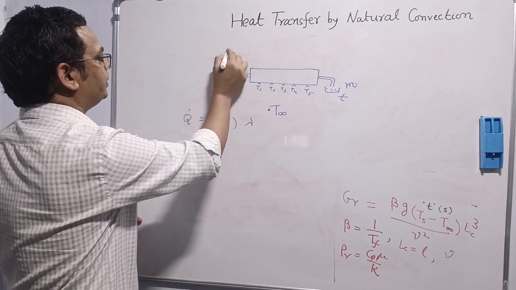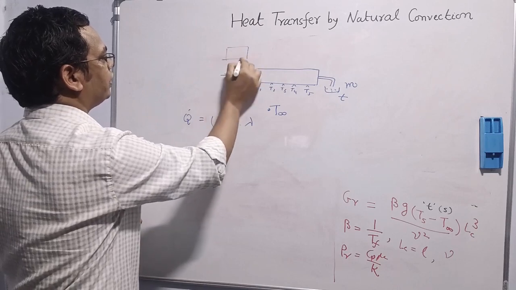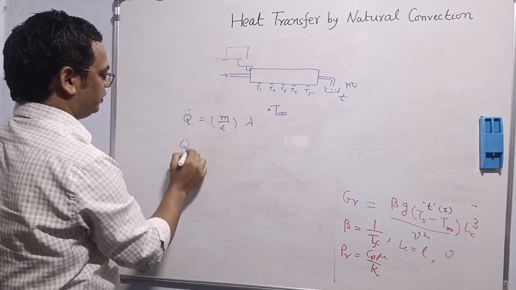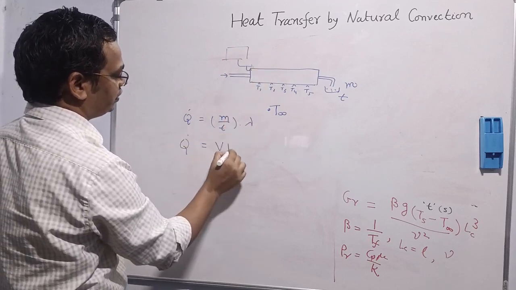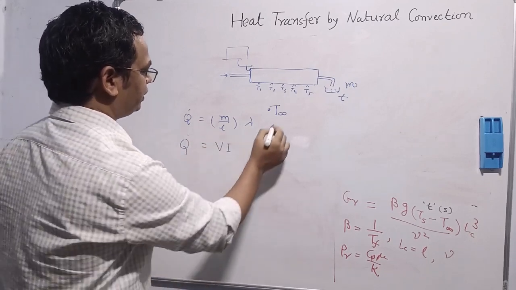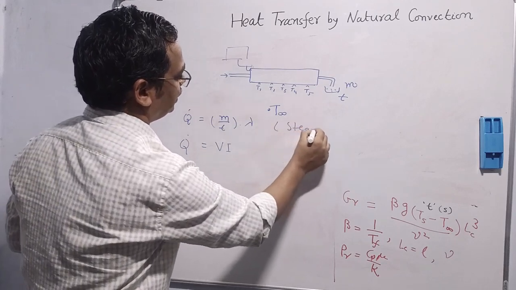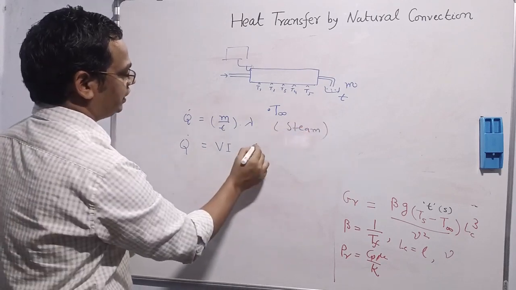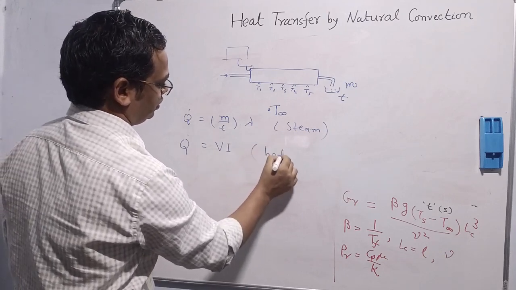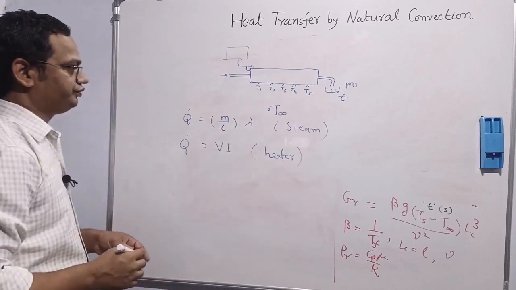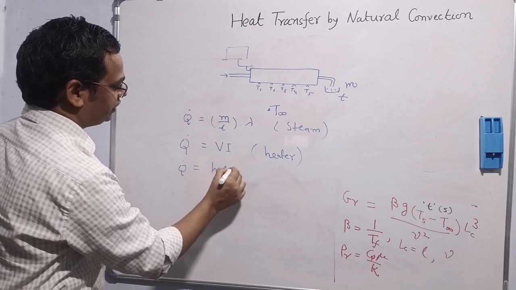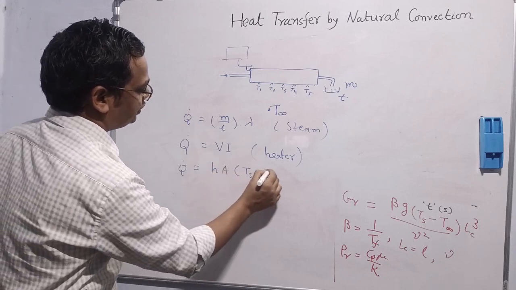In case in our setup heating coil is there, then we can use VI. In case of steam, this one. In case of heating coil, this one. Heating provided by steam, heating provided by heater or heating coil. Then we can find the heat transfer coefficient, hA, Ts minus T infinite.